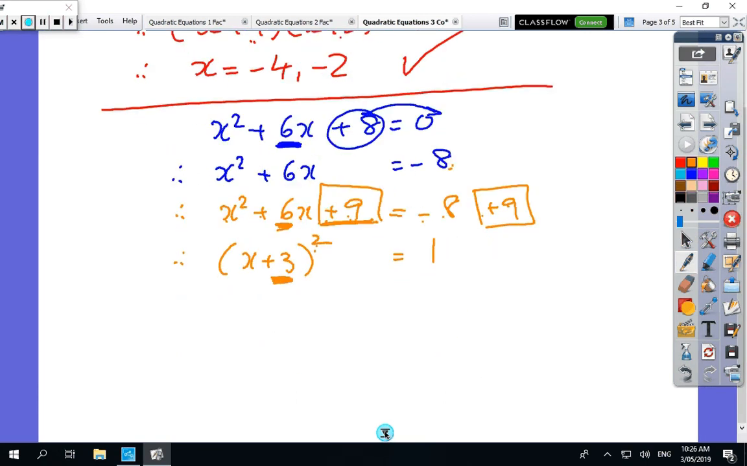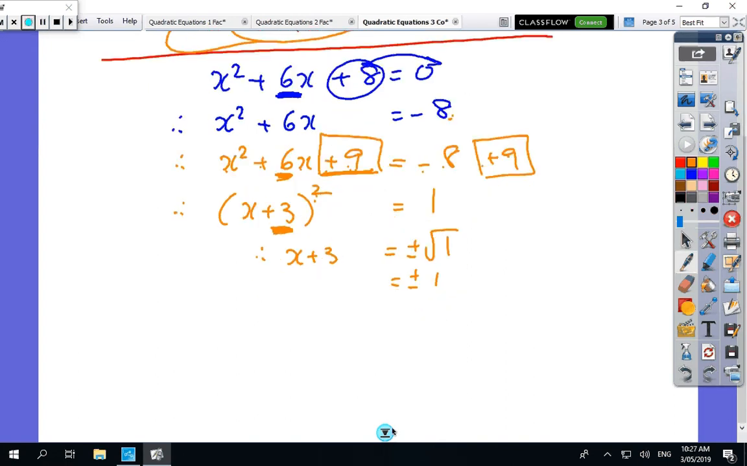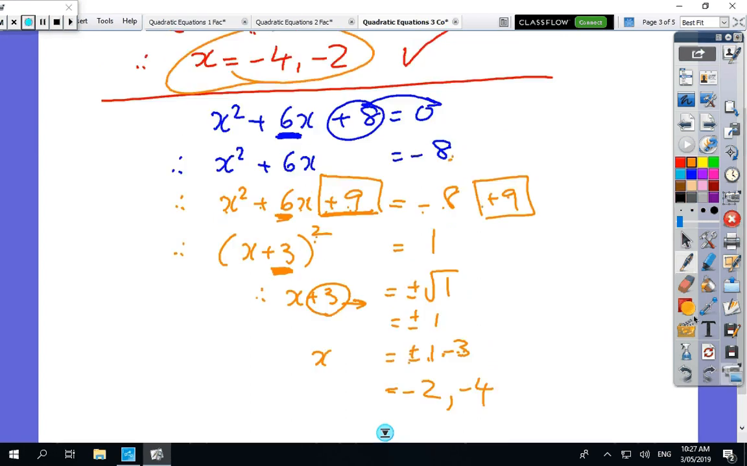Okay, now we know the answers are minus 4 and 2, so let's see if we can get those two answers. So x plus 3 equals plus or minus the square root of 1, and the square root of 1 is 1. So x equals plus or minus 1, and then plus 3 becomes minus 3, and then 1 minus 3 is minus 2, minus 1 minus 3 is minus 4, and I'm sure they were our two answers.